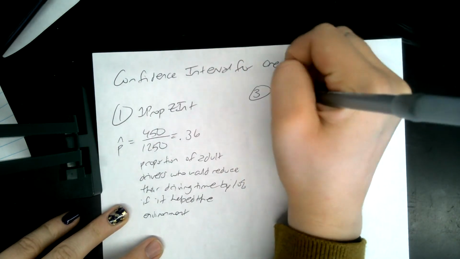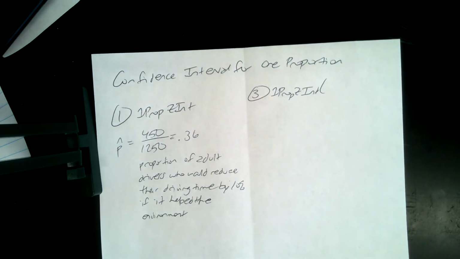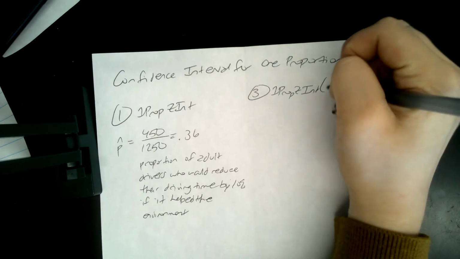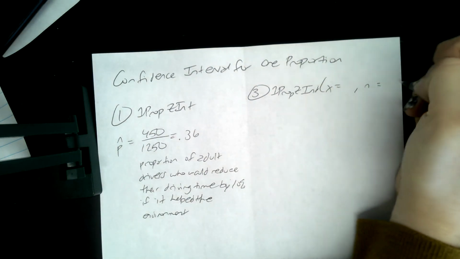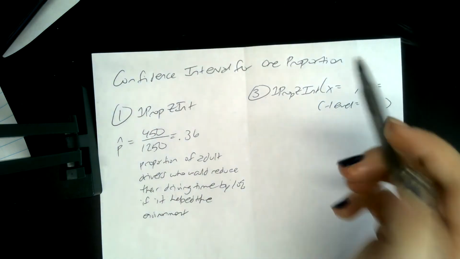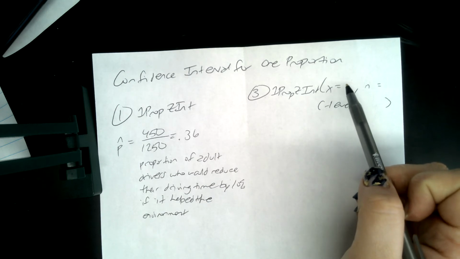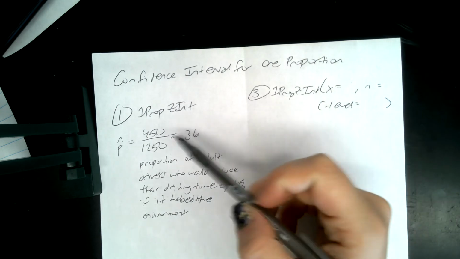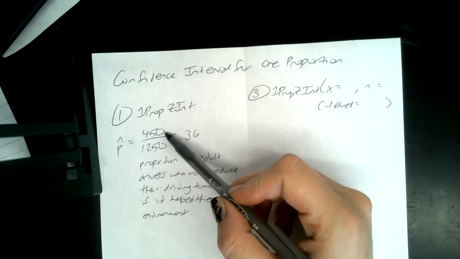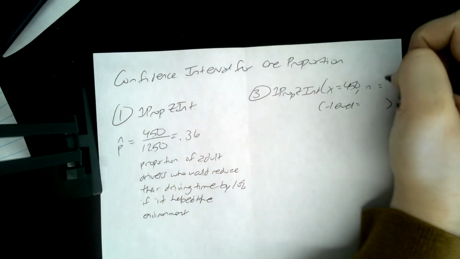We are doing a 1 prop z int, and then we're going to tell the AP graders what we put in our calculator to actually construct that confidence interval. It's going to ask you for x, n, and C level, confidence level. Our X is the number of successes here. A success is defined as someone that said yes to cutting that driving time. We actually already used that number over here to calculate our p hat. That's 450. Our sample size we used as well, that's 1,250.